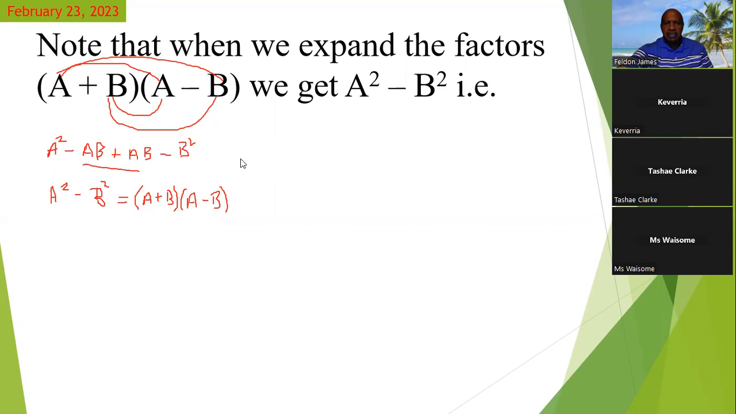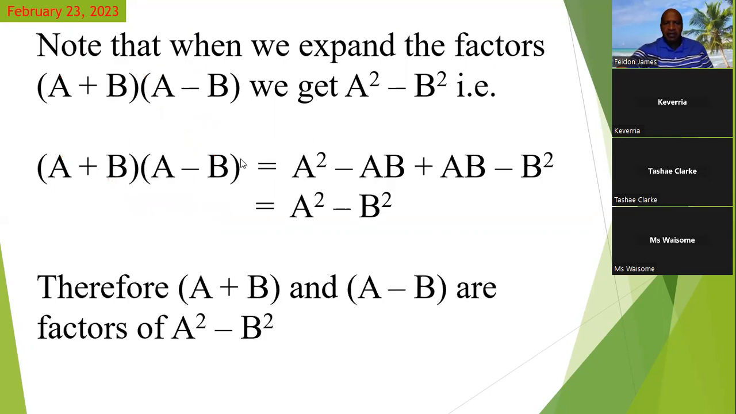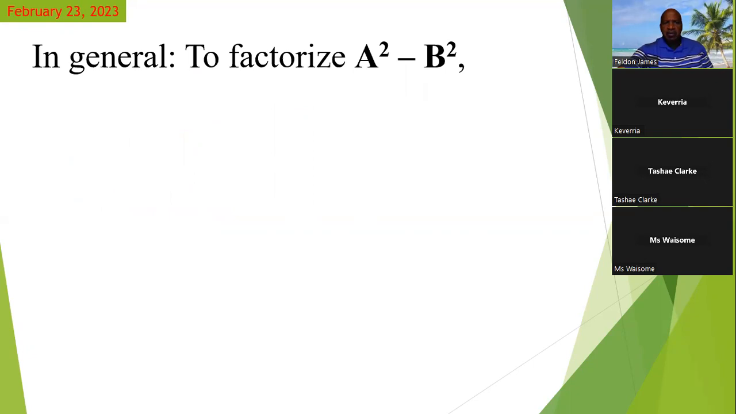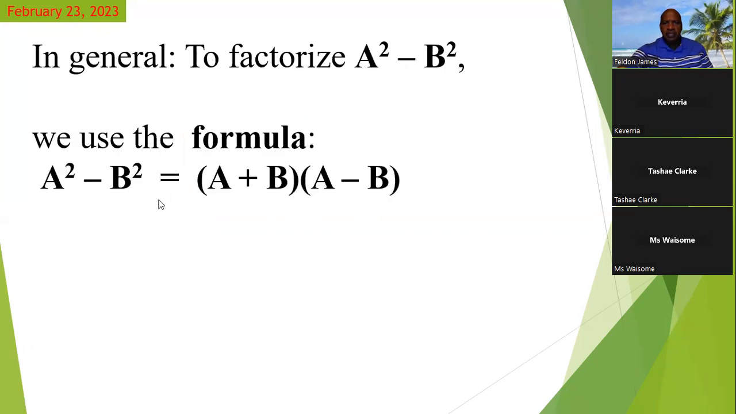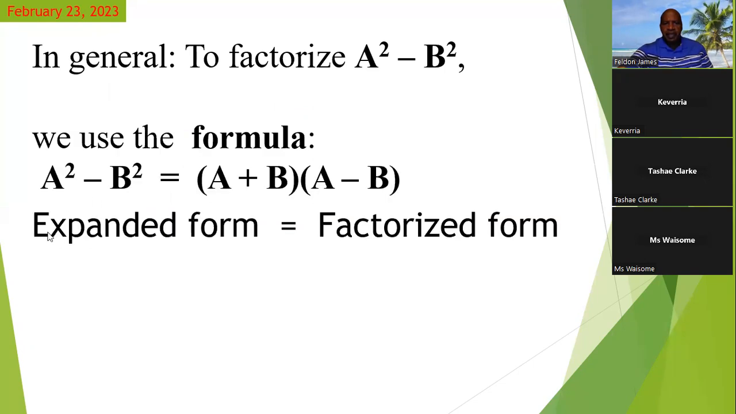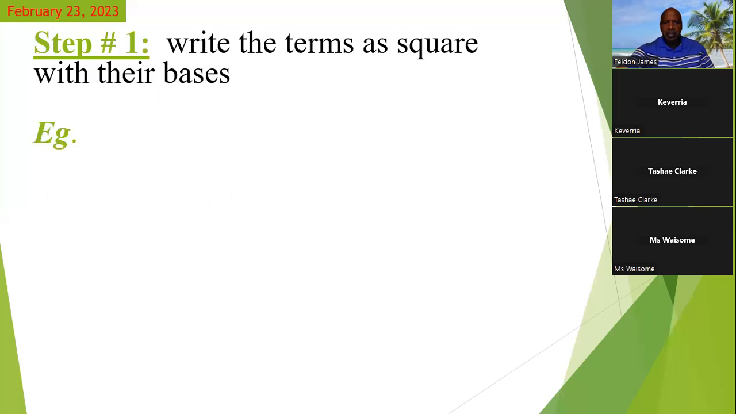All right, so let us follow what this is saying now. When we're factorizing any difference of squares in this form, we simply use this formula. And so the expanded form is a squared minus b squared, and the factorized form is a plus b times a minus b. Let us see how this works with an example.